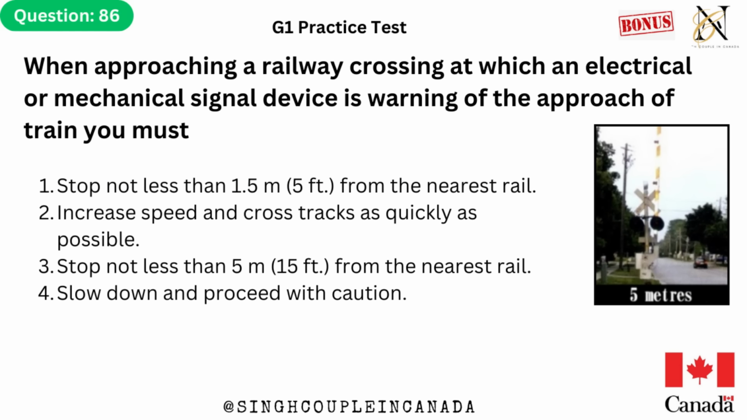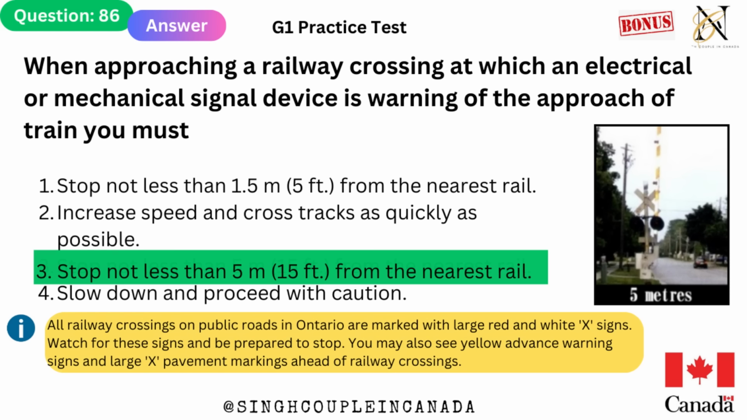When approaching a railway crossing at which an electrical or mechanical signal device is warning of the approach of a train, you must: 1. Stop not less than 1.5 meters, 5 feet, from the nearest rail. 2. Increase speed and cross tracks as quickly as possible. 3. Stop not less than 5 meters, 15 feet, from the nearest rail. 4. Slow down and proceed with caution. The answer is 3. Stop not less than 5 meters, 15 feet, from the nearest rail.